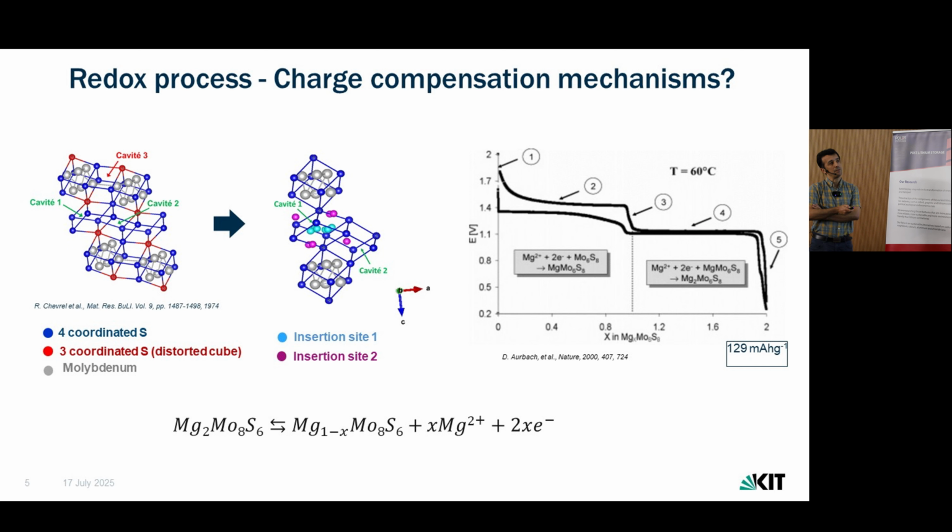We can insert 2 magnesium reversibly with about 130 milliamp-hours per gram. And in this structure, there are 2 kinds of sulfur: 3-coordinated sulfur and 4-coordinated sulfur.